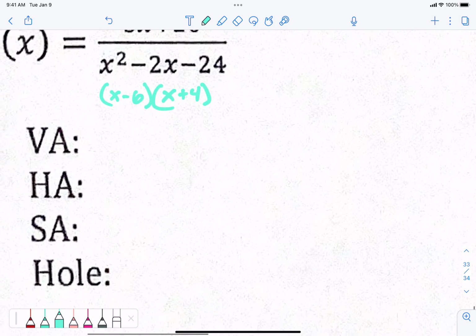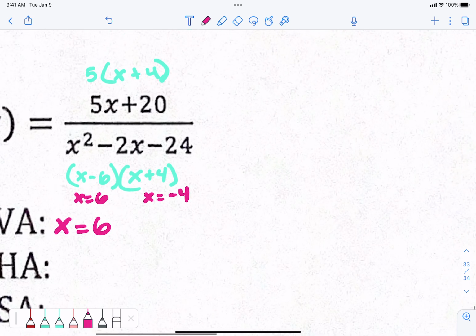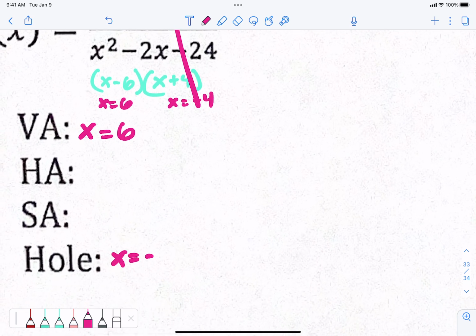Okay, so my VAs look like they are at x equals 6 and x equals negative 4. So the VA is only at x equals 6 because the x plus 4 cancels. There is a hole at x equals negative 4, right? Negative 4 is where the hole is. Good? Is there ever a y hole? No. Never. Well, the hole has a y coordinate, but we only ever identify it with the x coordinate, right?